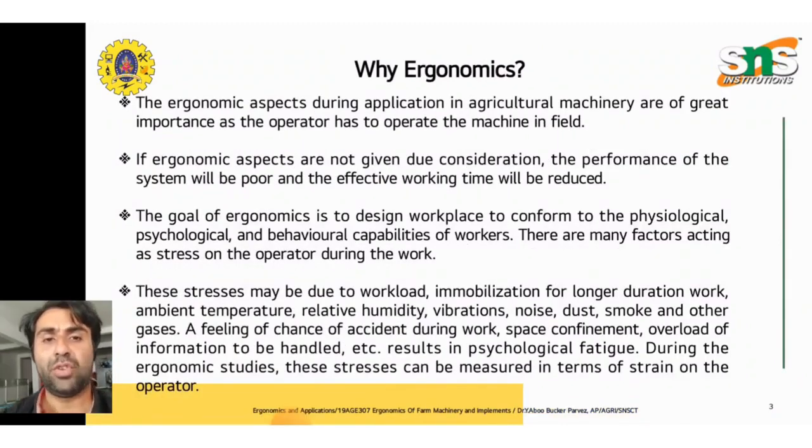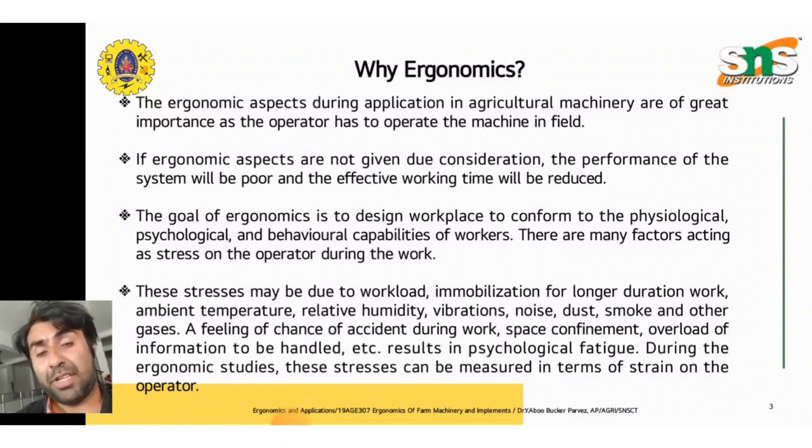So why is ergonomics so necessary? The ergonomic aspects during application in agriculture machinery are of great importance as the operator has to operate the machine in a field. If ergonomic aspects are not given due consideration, then the system will be poor and effective work time will be more. So effective work time is to be reduced, for which ergonomics is to be considered. The stresses may be due to workload, immobilization for longer duration of work, ambient temperature, relative humidity, vibrations, noise, smoke, and whatnot.